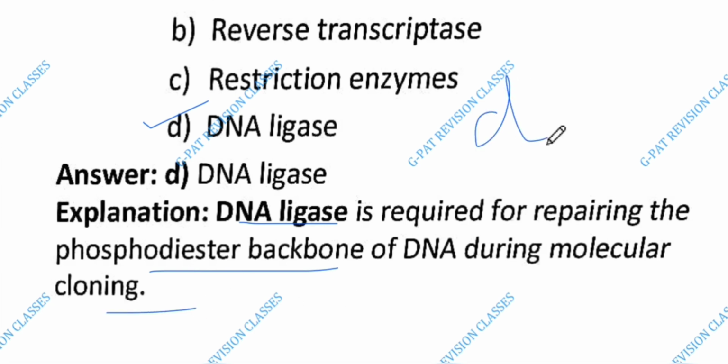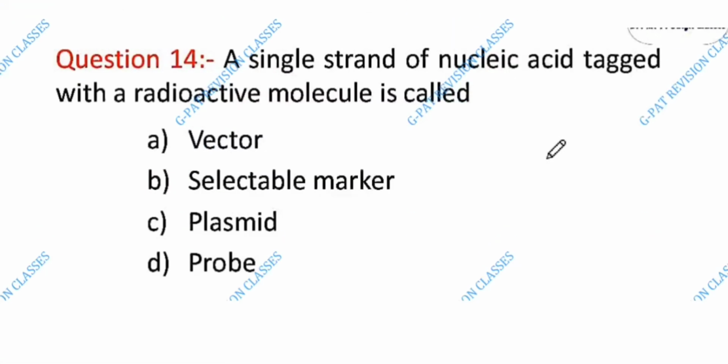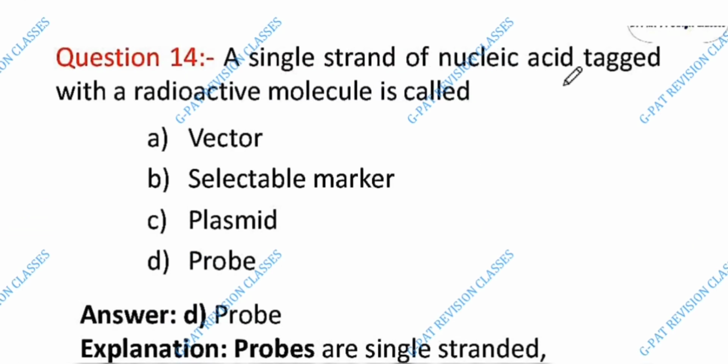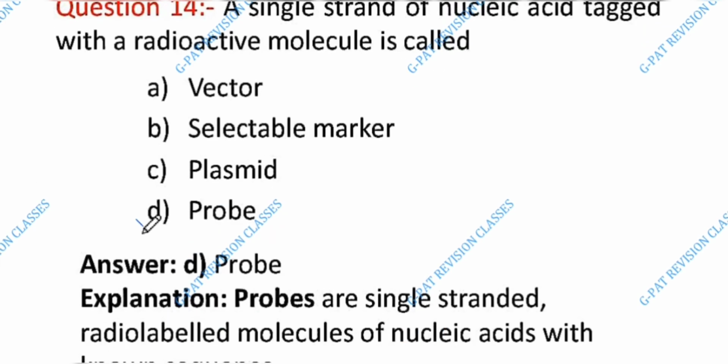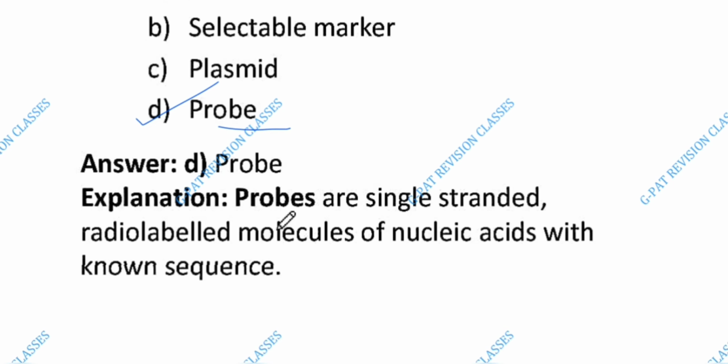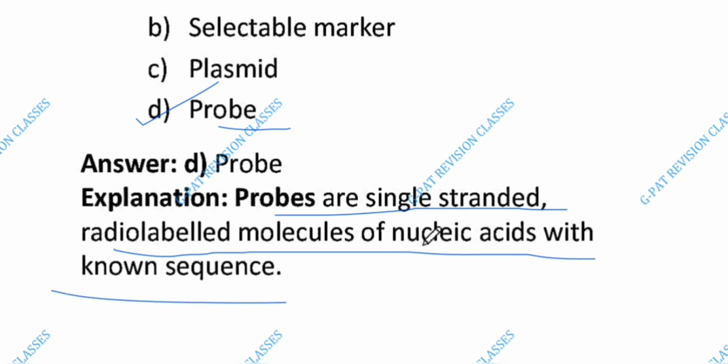The answer is D. Next is question number 14. A single strand of nucleic acid target tagged with radioactive molecules is called? The answer is D, probe. The explanation is: probes are single-stranded radio-labeled molecules of nucleic acid with a known sequence.